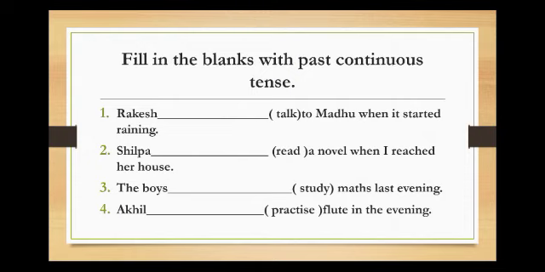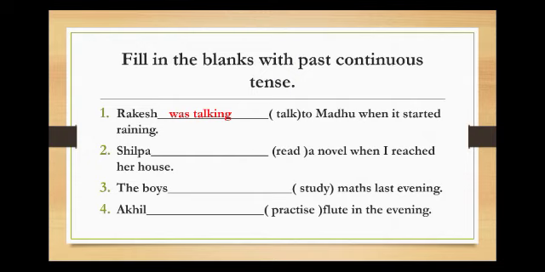Look at the first sentence. Rakesh dash to Madhu when it started raining. So you have to basically tell what Rakesh was doing when it started raining. Okay? So think. Yeah, your answer is Rakesh was talking to Madhu. Good.